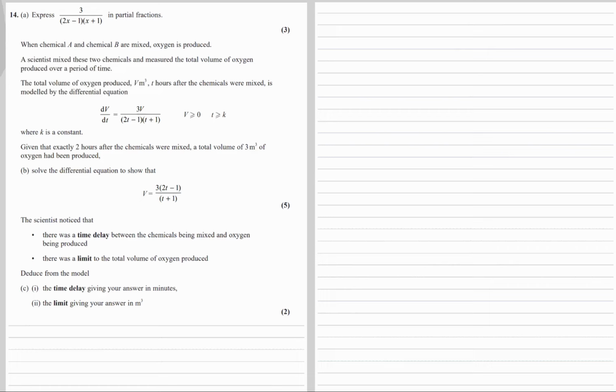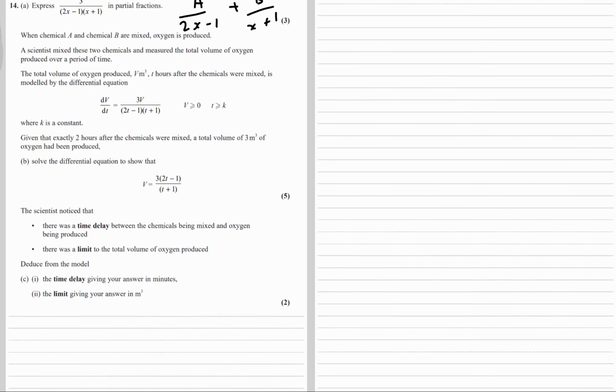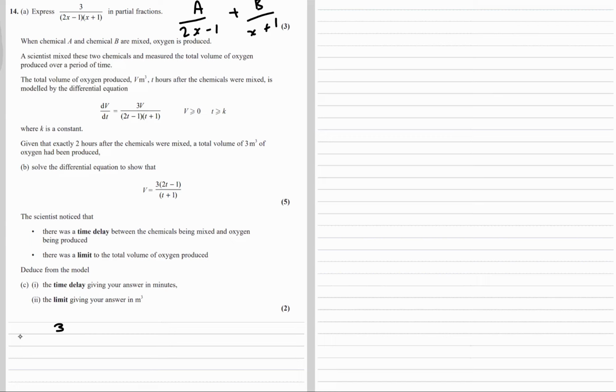Express 3 over (2x minus 1)(x plus 1) in partial fractions. So that means we're going to rewrite it in the form A over 2x minus 1 plus B over x plus 1. So we are going to say that 3 over (2x minus 1)(x plus 1) is equal to A over 2x minus 1 plus B over x plus 1.